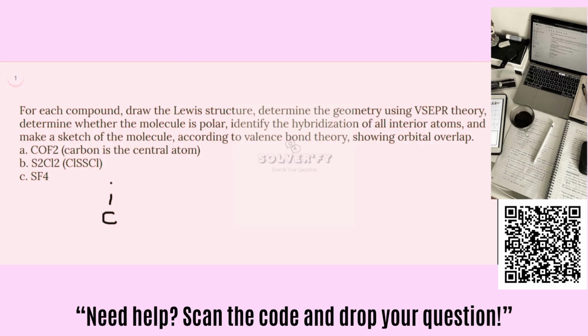It's got an oxygen and 2 fluorines attached to it. And since that's everything, we know it's a neutral molecule. We know carbon wants 4 bonds, oxygen wants 2, so we put an extra bond here. Now everyone's happy. We need to determine the hybridization of the interior atoms first.